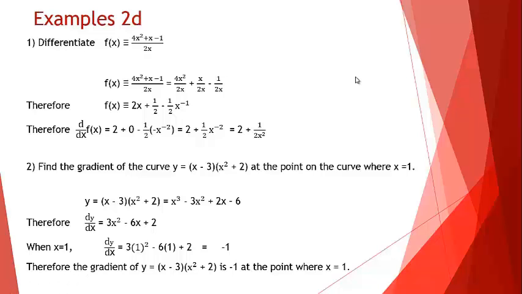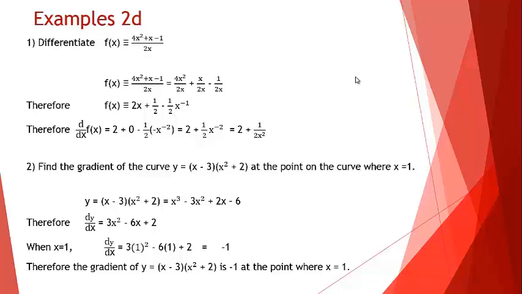Find the gradient of the curve y equals x take away 3 times x squared plus 2 at the point on the curve where x equals 1. So the equation y equals x take away 3 times x squared plus 2 can also be written as y equals x cubed take away 3x squared plus 2x take away 6. When we expand the brackets, we get x cubed take away 3x squared plus 2x take away 6.